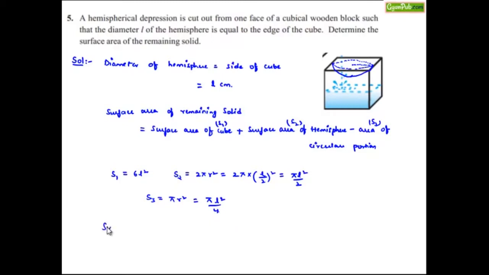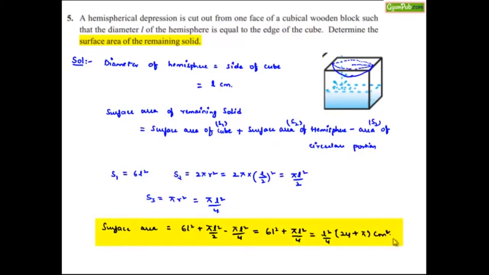Now the surface area required is equal to S1, that is 6L square, plus S2 is pi L square by 2 minus S3 is pi L square by 4, which is equal to 6L square plus pi L square by 2 minus pi L square by 4. Let us take L square by 4 common here, then we get 6 times 4, that is 24, plus pi, centimeter square. That's the solution.